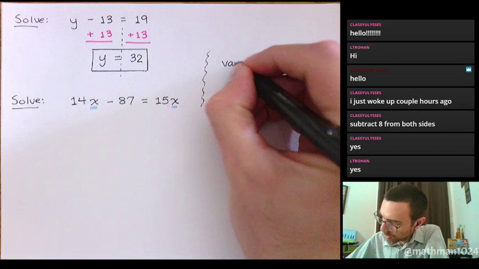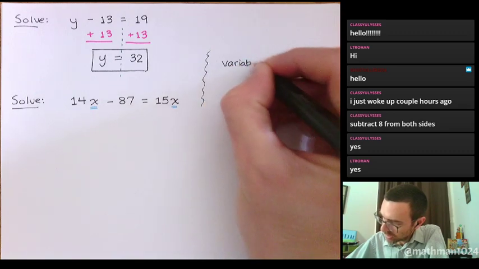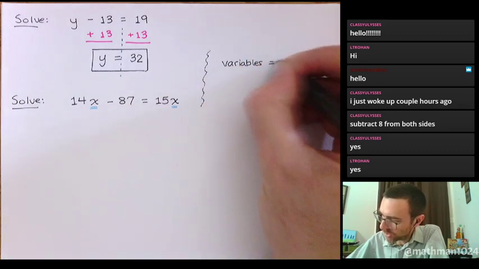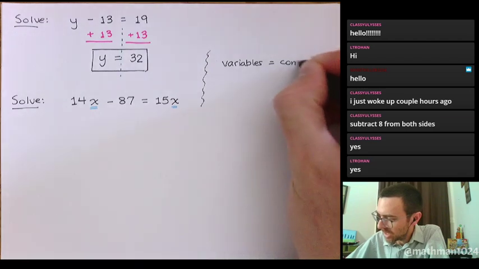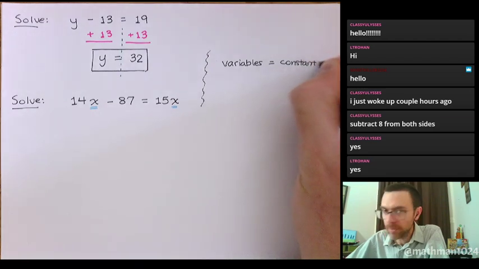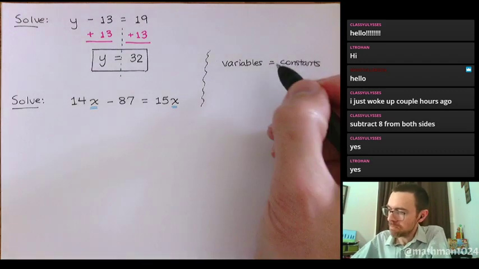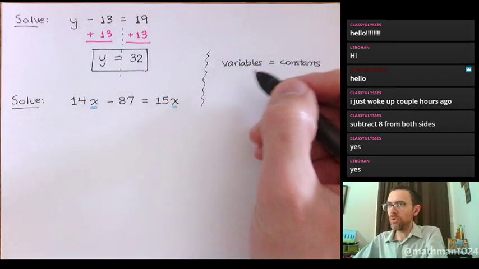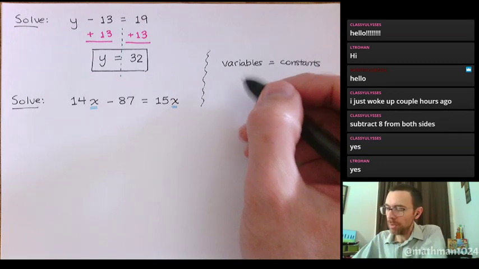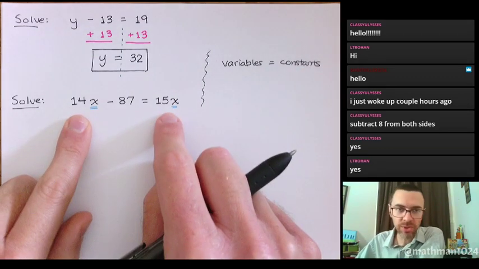You are trying to separate your terms to have variables on one side and to have your constants on the other side. That's one of the goals that we're trying to have. That way, you can get the variable completely by itself. But when they're on opposite sides like this, you've got to get them on the same side.